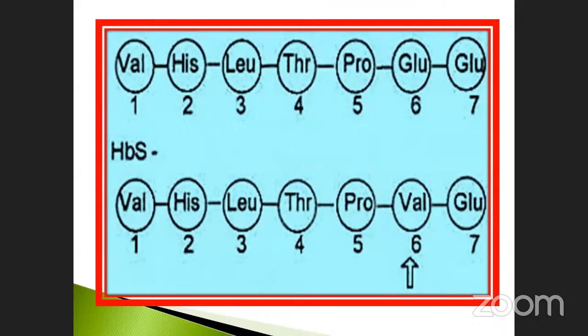For the next one, see that the same thing is replaced here. See the 6th place, replaced by valine. Here the glutamic acid is there, replaced by the valine molecule in the 6th place. That's why they have put an arrow. So this is HbS. Don't forget.